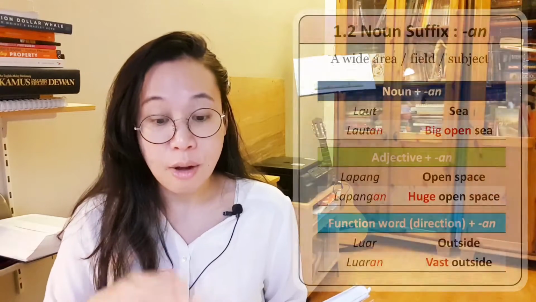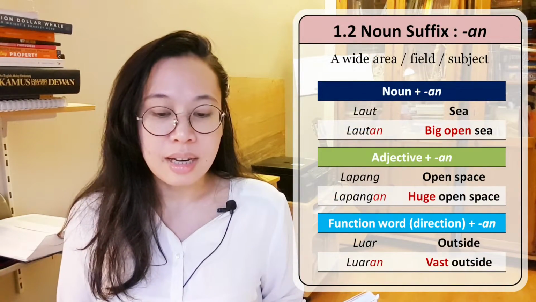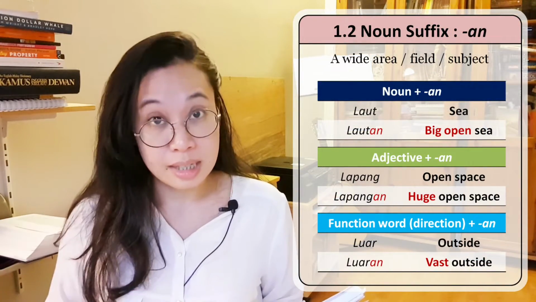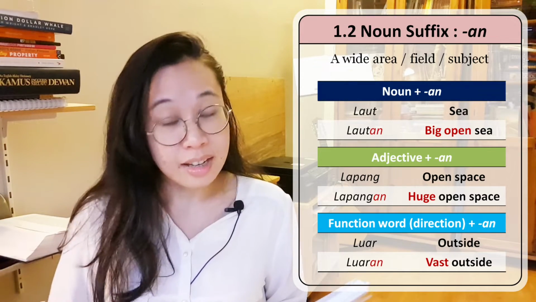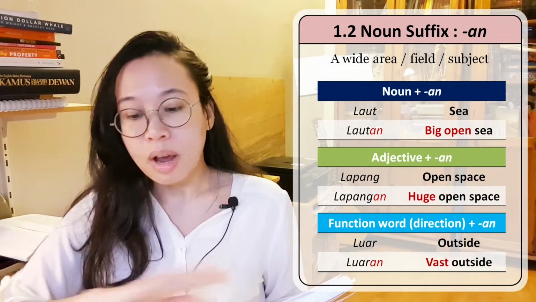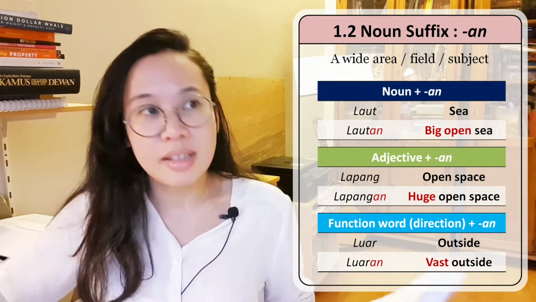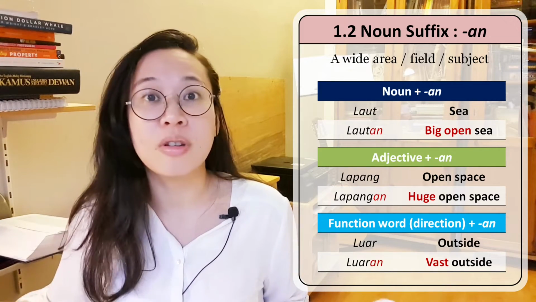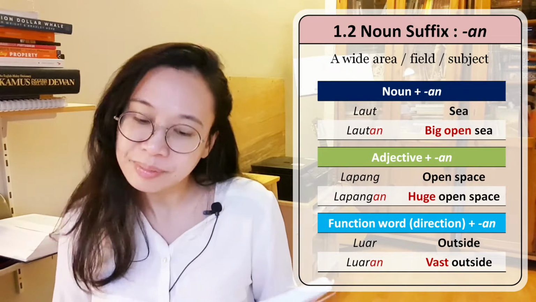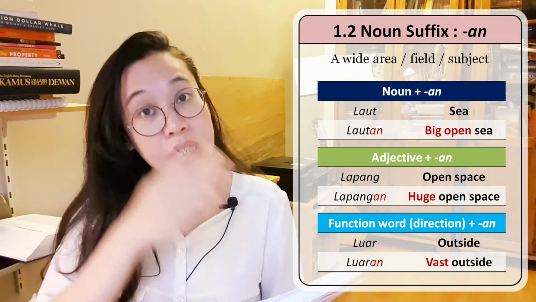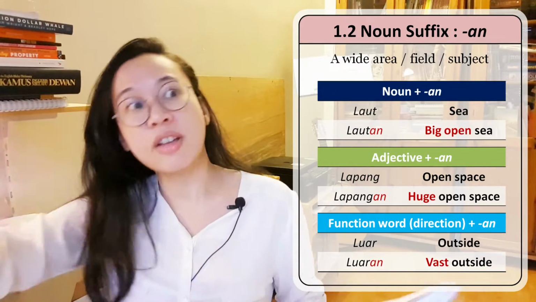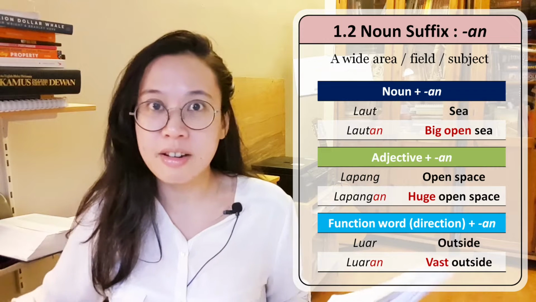So let's start with noun plus an. Noun is like laut. Laut means sea. Lautan means the wide open sea, a vast open sea like the ocean, because ocean is bigger than sea. Okay, laut, lautan. Sea, wide, vast, open sea, like a huge area.